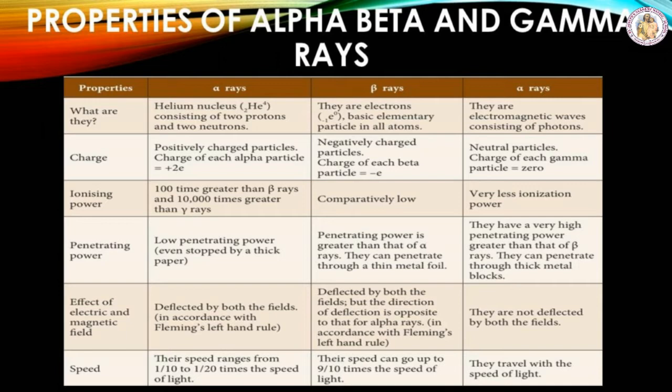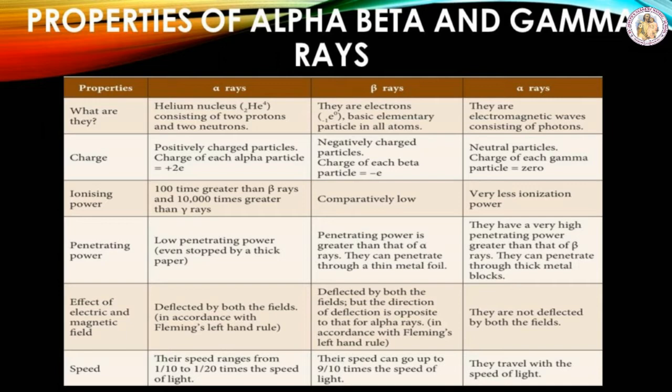Next is beta rays. They are electrons, minus 1 e 0, basic elementary particles in all atoms. Next is gamma rays. They are electromagnetic waves consisting of photons. So alpha rays are helium nuclei, beta rays are electrons, and gamma rays are photons, electromagnetic waves consisting of photons.